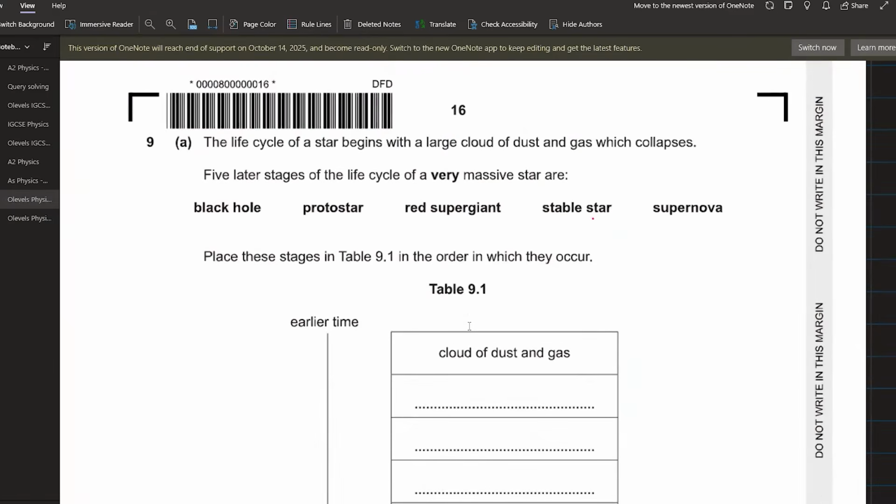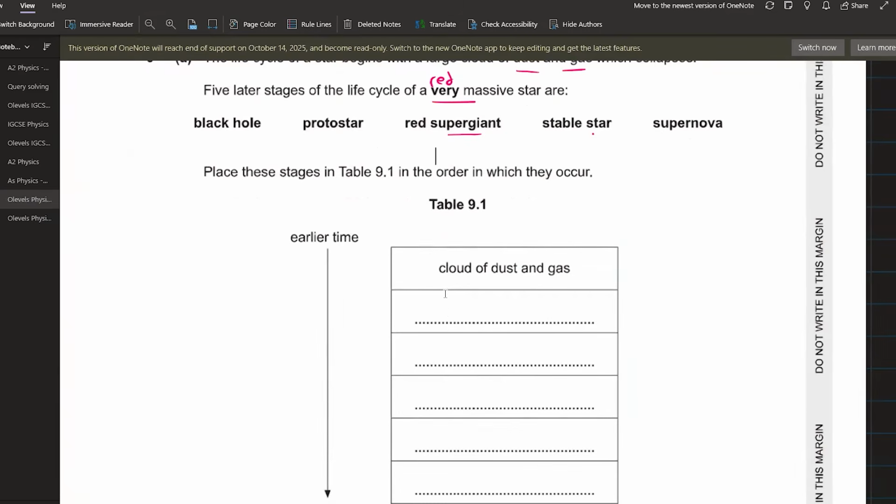अच्छा जी। The life cycle of a star begins with a large cloud of dust and gas. This is known as what? Nebula. Okay. Which collapses. Five stages of the life cycle of a very massive star. Very massive star का मतलब क्या है? Red supergiant. Okay. Place these stages in table 9.1 in the order in which they occur.